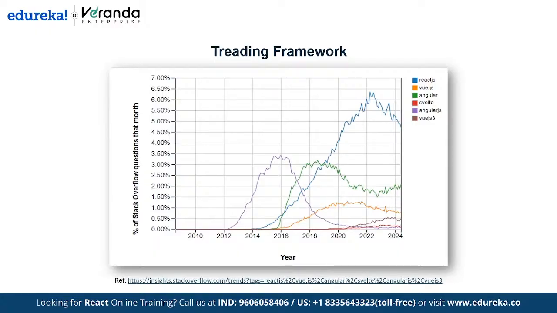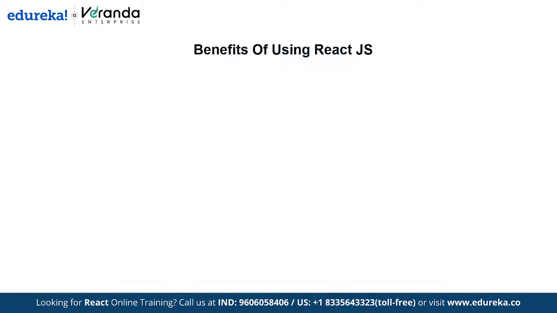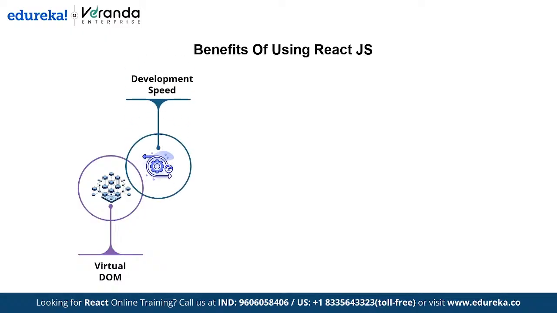So React is the popular choice for developers nowadays. Now that we have a clear understanding of what React actually is, let us explore why it is such a popular choice among developers. So the first one is Virtual DOM. React's Virtual DOM updates changes efficiently without refreshing the whole page, making apps fast and responsive. The second one is development speed. With reusable components and a large community of pre-built libraries, React helps developers build applications quickly.